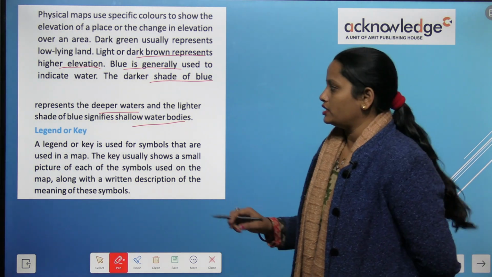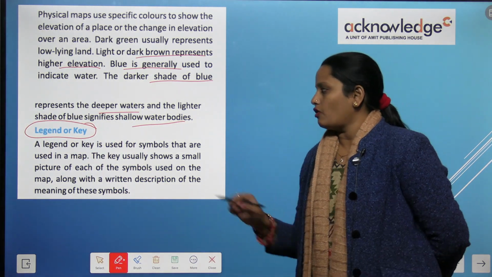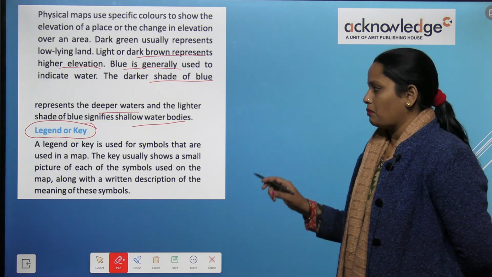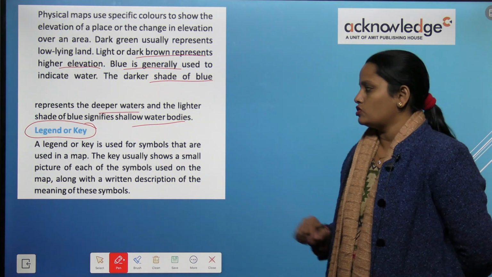Now let's learn about legend or key. Legend or key क्या होता है? A legend or key is used for symbols that are used in a map. So ये symbols के रूप में use किए जाते हैं map में. The key usually shows a small picture of each of the symbols used on the map.